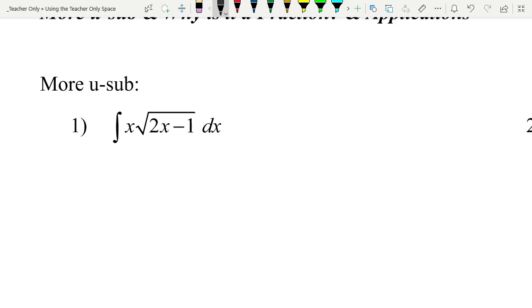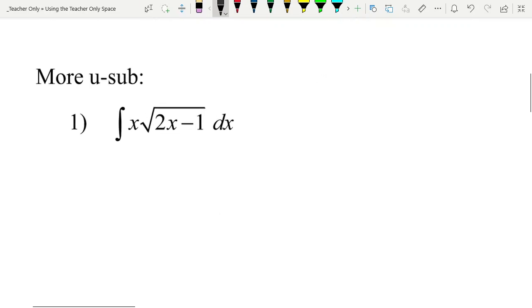Now, this first problem, I want to remind you, now that we know U substitution and we know some more advanced techniques, we always like to try the easy techniques first, right? See if you can algebraically simplify. See if you can do something just to make it easy, power rules or some kind of basic antiderivative.